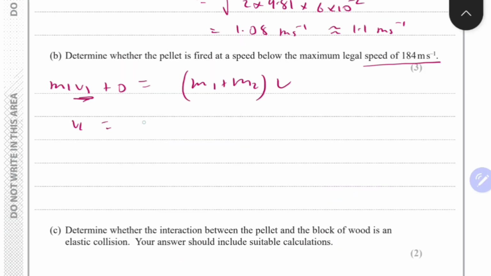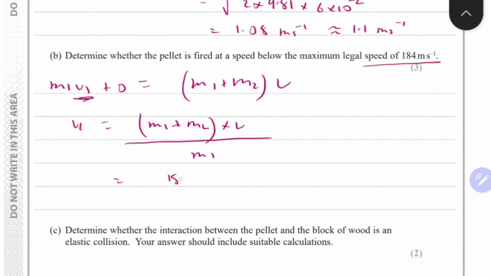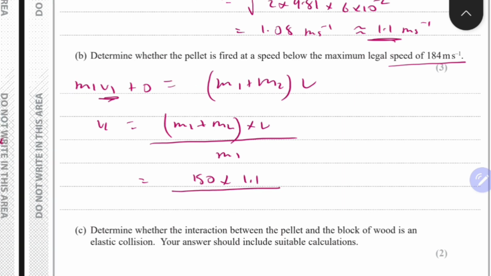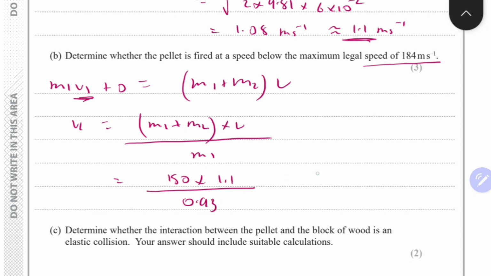V1 equals M1 plus M2 into V divided by M1. We know their value, both of them together, pellet and the block of wood, is 150 into this V. We just found it out here, 1.1, divided by the mass of the pellet, which is this 0.93, and the answer is 174.2 meters per second.